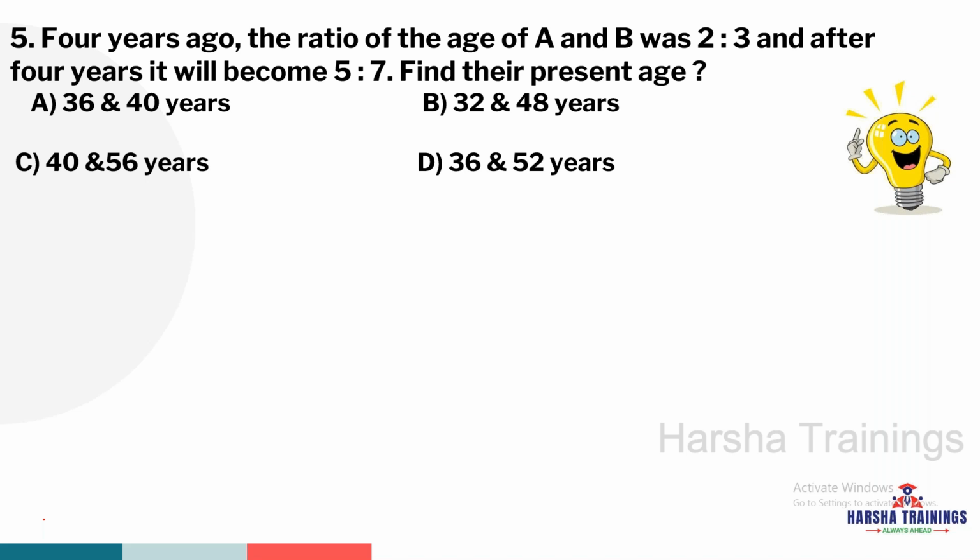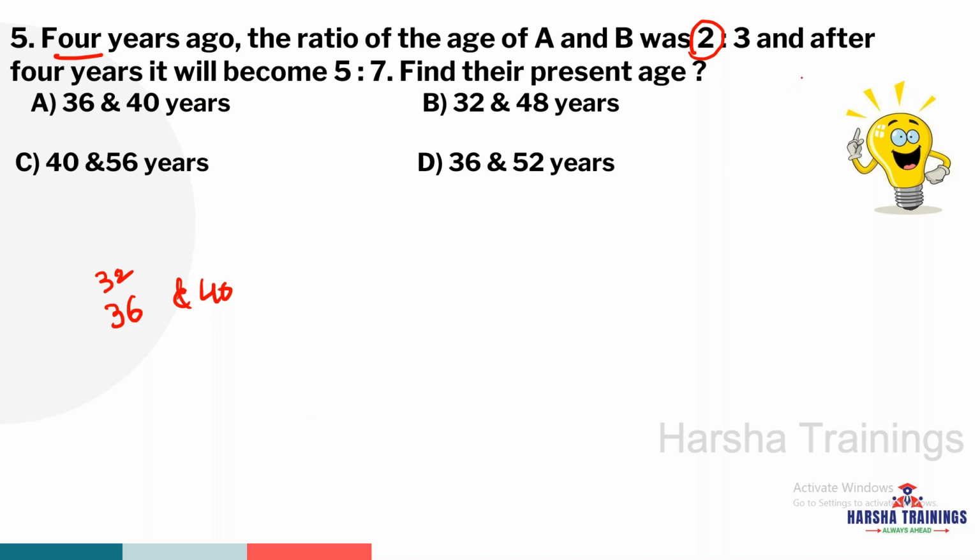Then go through the option verification method. We'll get the same answer. So go through option verification, guys. What is the first option here? 36 and 40. So here, starting with 4 years ago, 36 minus 4 is how much? 32. 32 is a multiple of 2. Yes, 32 is a multiple of 2.